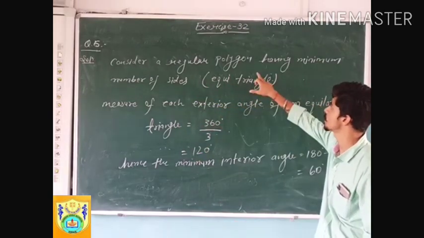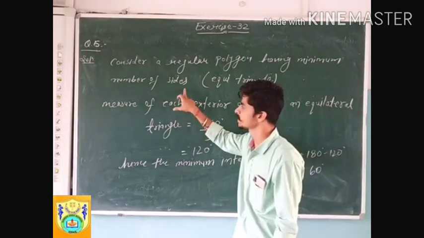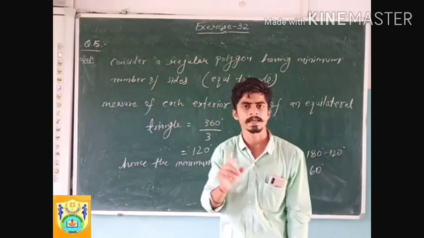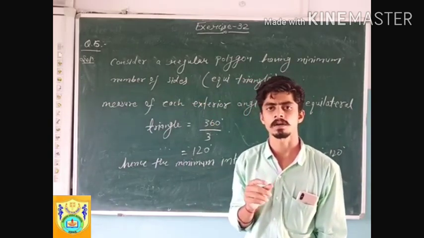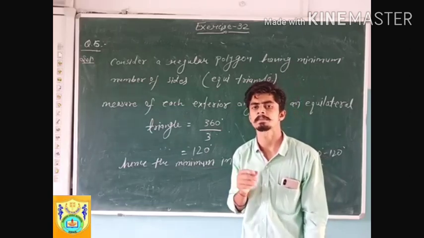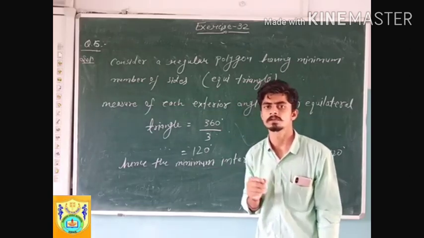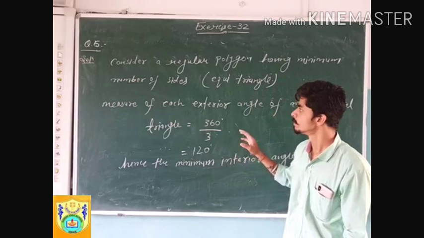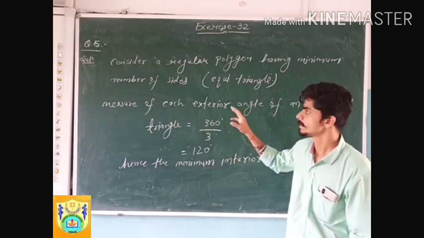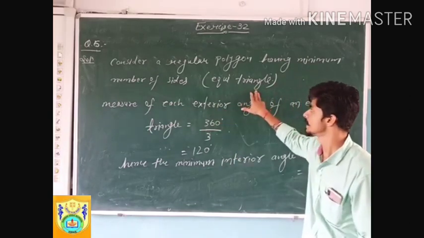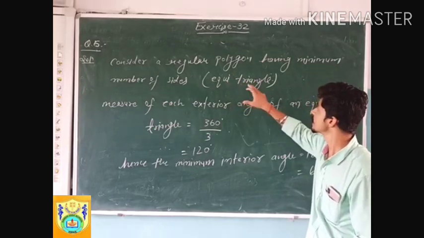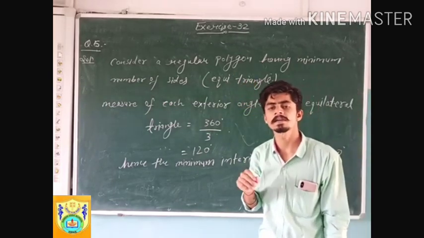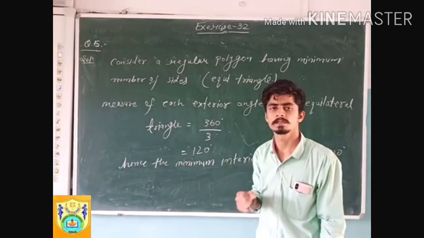Consider a regular polygon having the minimum number of sides. As we know, a triangle is the figure having only 3 sides. That means the minimum number of sides of a polygon is 3, which is the equilateral triangle. The equilateral triangle is the regular polygon having the minimum number of sides, which is 3.